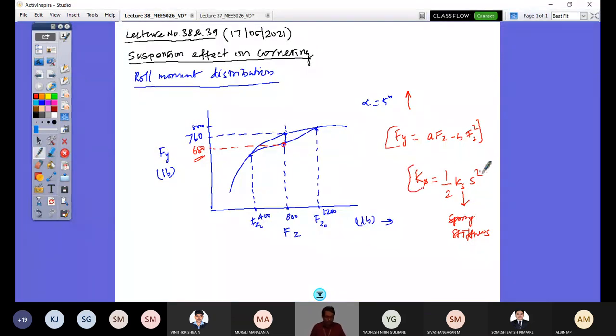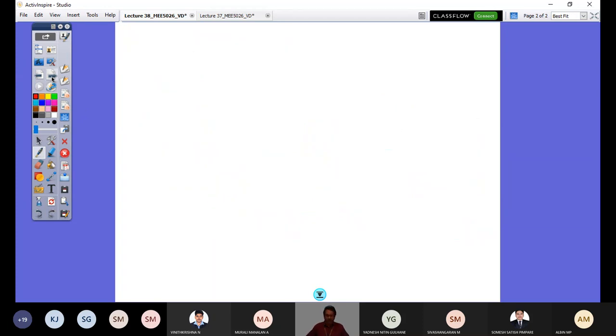So continuing further, as the roll moment distribution in the front and rear axle is to be considered, let us consider the whole vehicle typical free body diagram. Right, so for that, let me draw this diagram. So I have my front axle wheels. So this is your road contact.